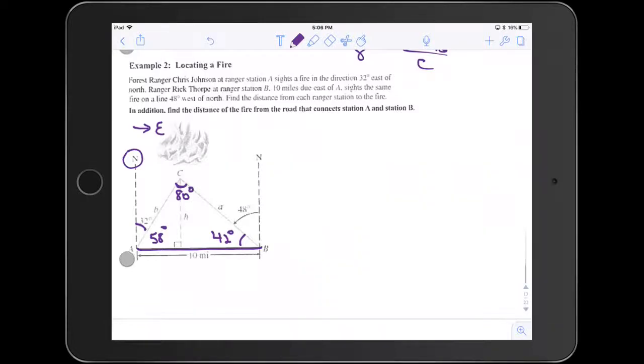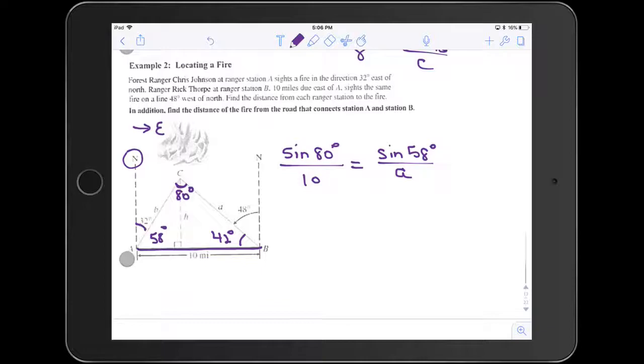So I am given this side right here, and the angle opposite of that side is 80 degrees. So I'm going to go sine of 80 degrees over 10 is equal to, and it doesn't matter which one you do first, sine of 58 degrees over side A. So just make sure, again, you're looking at opposite angles and sides, because those are always related. And that's really important for what we're going to talk about next. Just keep that in mind.